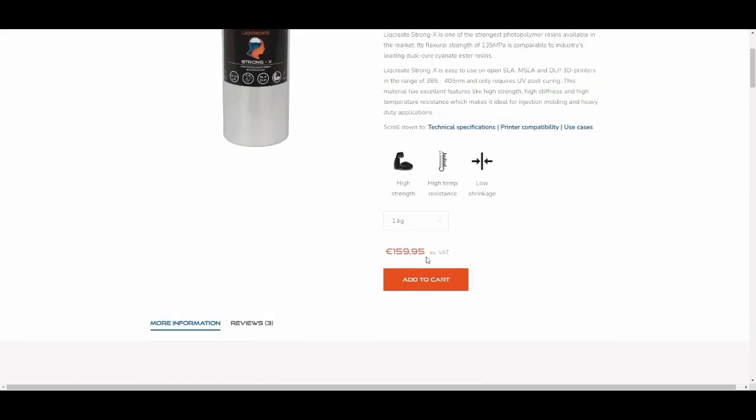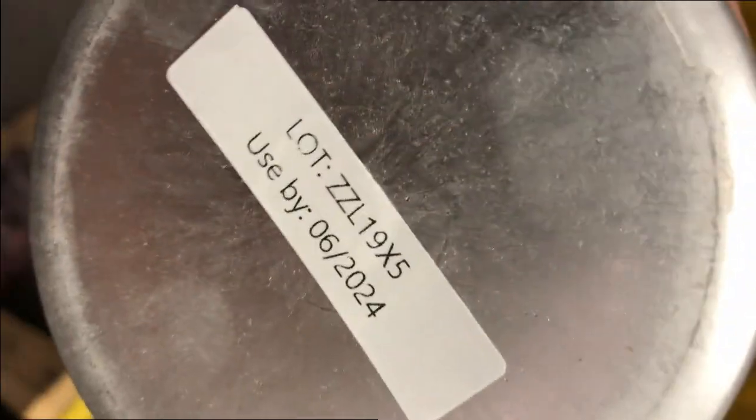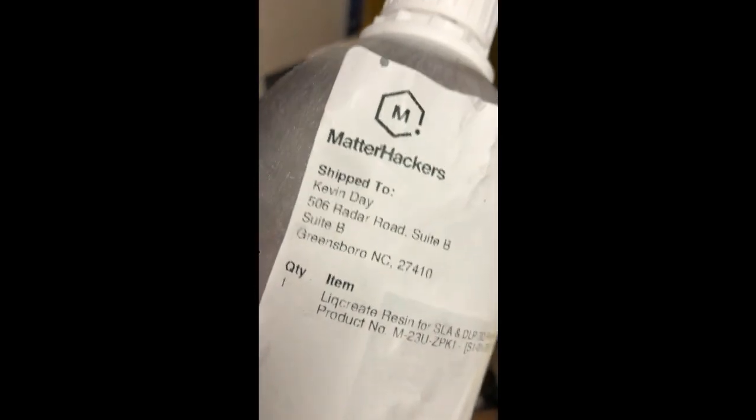This performance comes with a really high price point. I paid $175 to get this. The bottle is a nice aluminum bottle. And here's a batch number and the expiration date, going to expire next year. And I bought it from Metal Hackers.